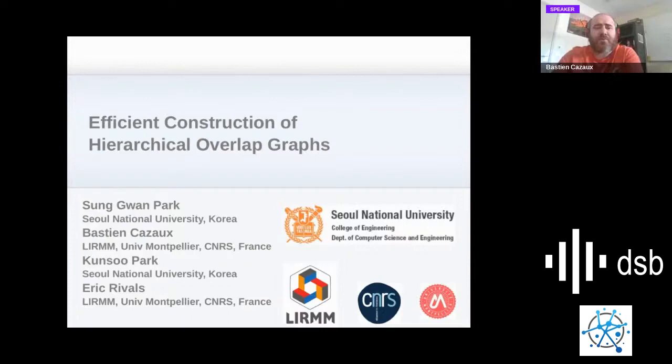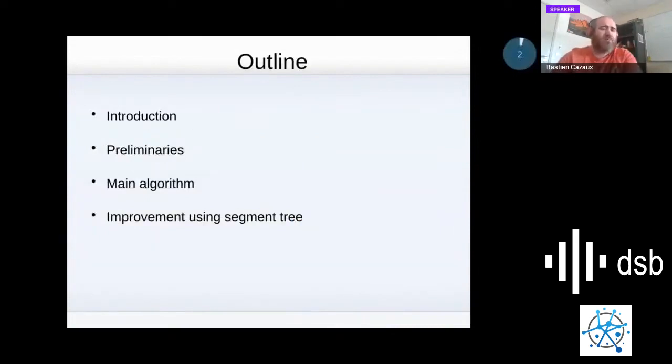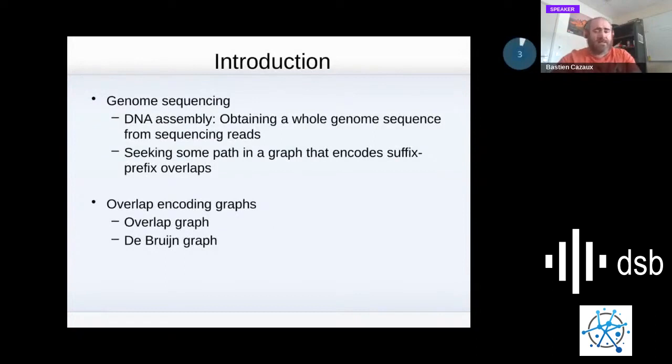Graph, and more exactly about the construction in subquadratic time. It's a joint work that I made with Eric Rivals, who is in Lirmm with me, and with Kunsoo Park and his student, Gwan Park, who are at Seoul National University. Just the outline: at the beginning, I speak about why we want to use this hierarchical overlap graph. After that, I speak about the main algorithm and how we can improve it by using the segment tree.